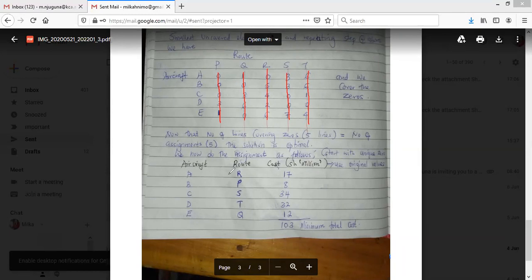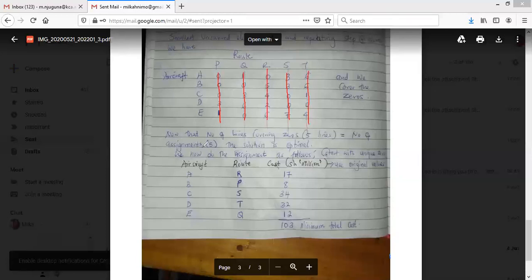So what do? We come and do the assignment. And when you are doing the assignment, class, start with a unique 0. A unique 0 means where such an assignment can only be done in that particular route.